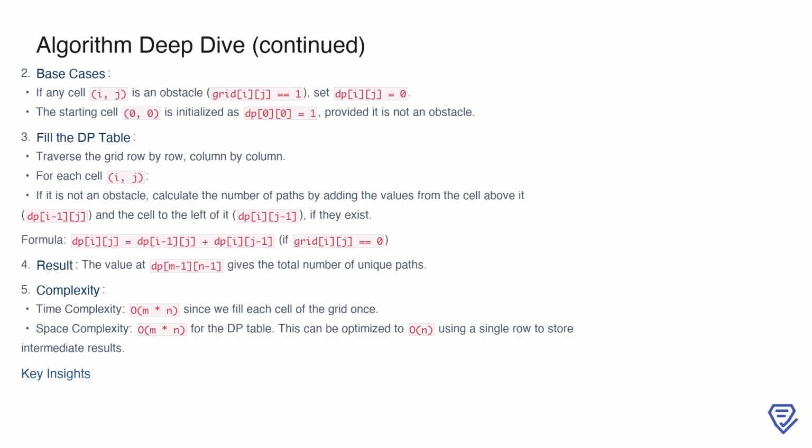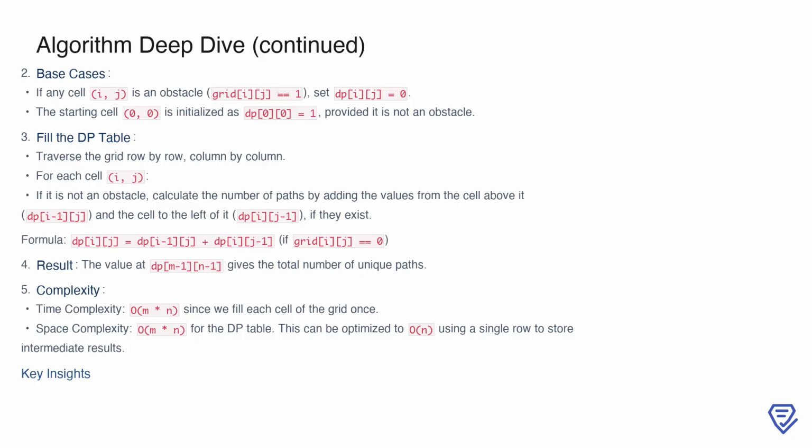Next, we fill the DP table by iterating through the grid row by row and column by column. For each cell (i, j) that is not an obstacle, we calculate its value by summing the paths from the cell above it, DP[i-1][j], and the cell to its left, DP[i][j-1], if they exist. Mathematically, this is represented as DP[i][j] equals DP[i-1][j] plus DP[i][j-1]. By the time we complete the table, the value at DP[m-1][n-1] will contain the total number of unique paths from the start to the destination. This approach is highly efficient, with a time complexity of O(m*n), since each cell is processed once.